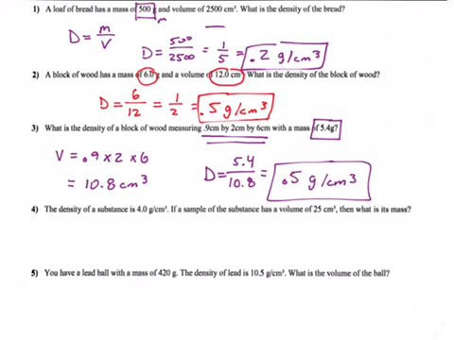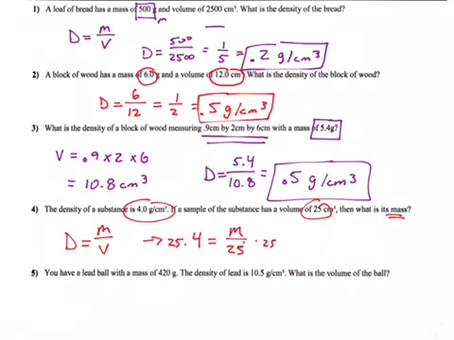Question 4. The density of a substance is 4 grams per centimeter cubed. If the sample has a volume of 25 centimeters cubed, what is the mass? We have density equals mass over volume, and they give us the density and the volume, but they're having us work backwards to find the mass. So we plug these items in. The density is 4, we don't know the mass, and we know the volume. To undo division, we multiply both sides of the equation by 25. In this case, we get that the mass is equal to 100 grams.